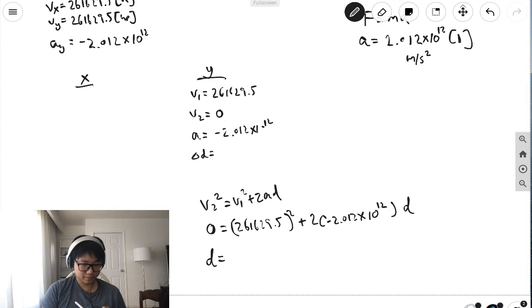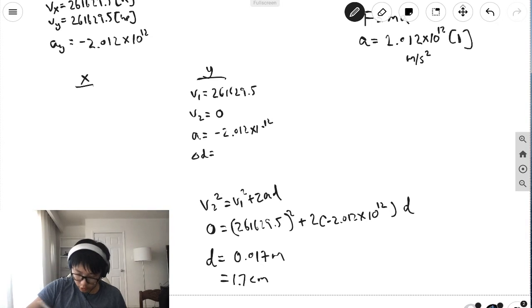I want to say I put that there to trick you, but I didn't. Just made a mistake there, so that's 12. Alright, that makes sense. So D is 0.017 meters, which means that's 17 centimeters. Wait, no, 1.7 centimeters, which is good, as I predicted.